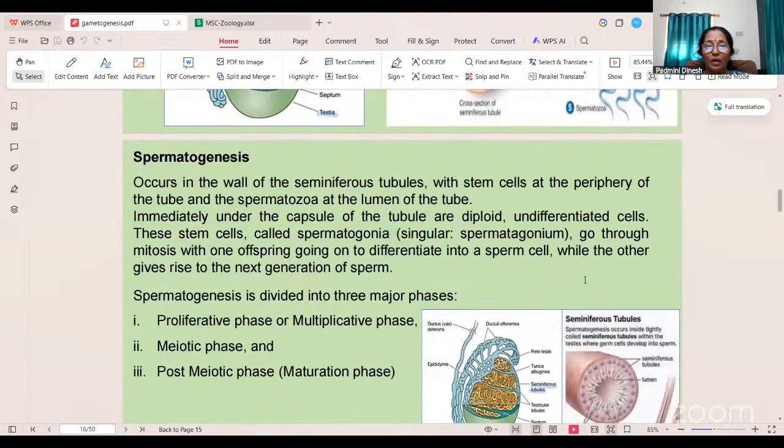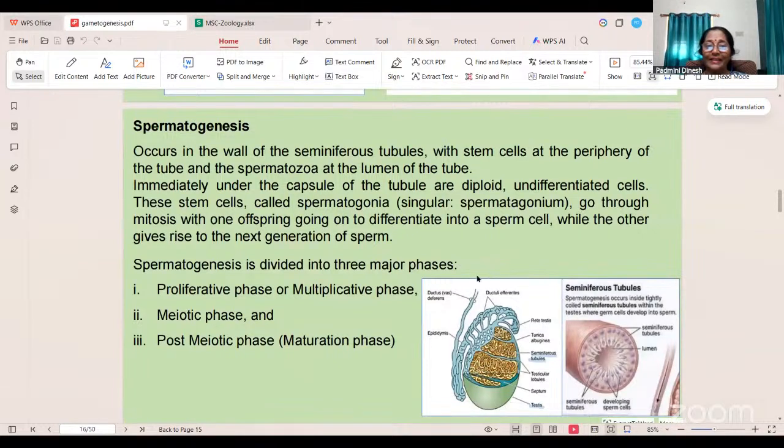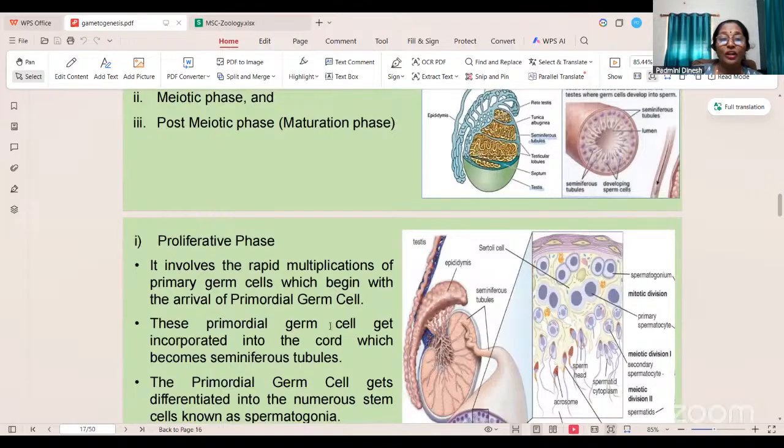So this is how they occur over there. And what are the stages for spermatogenesis to occur? There are 3 stages: the proliferative phase, the meiosis phase, and the post-meiotic phase, that is a maturation phase that is going to occur over here. So here, what you're going to see is the proliferative phase.